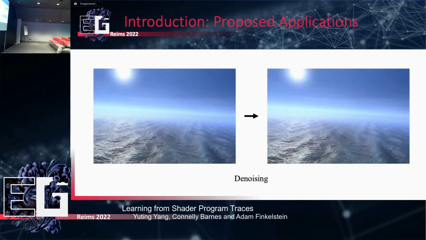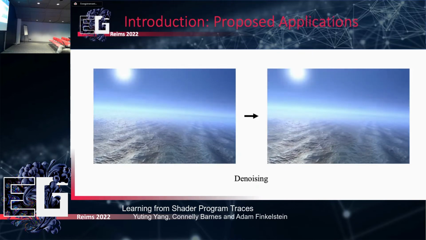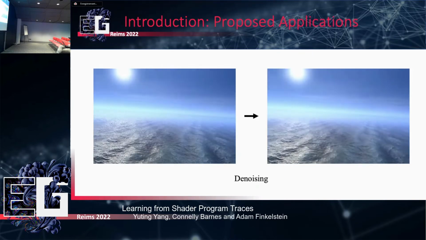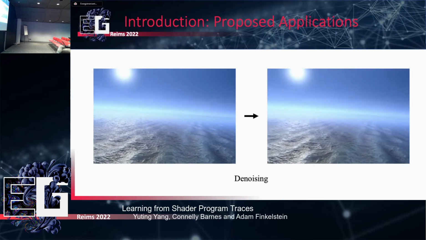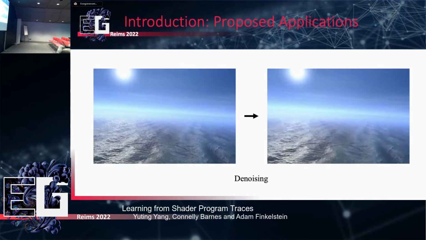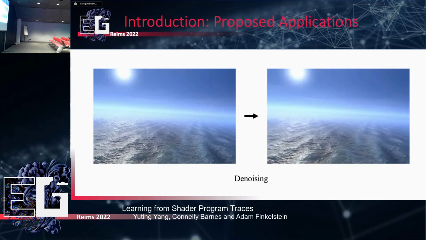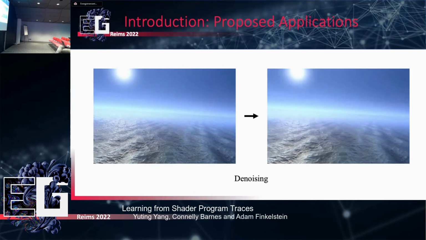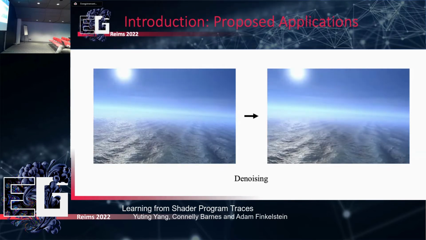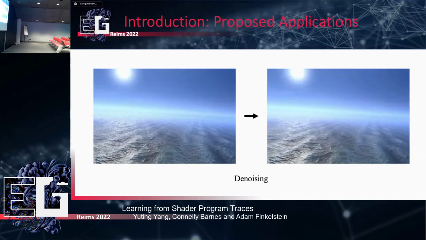We propose several applications that could benefit from this method. The first is learning to reconstruct a denoised image, like the one on the right, from the noisy input image shown on the left, which can be computed more quickly because it uses only one sample per pixel.